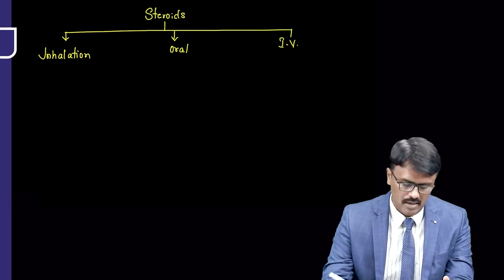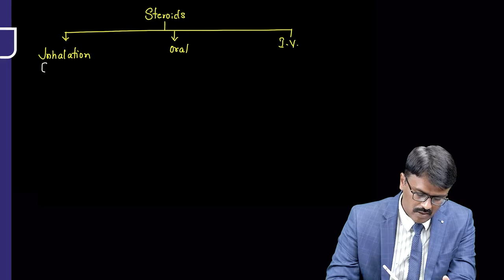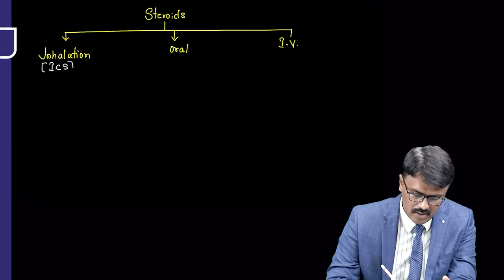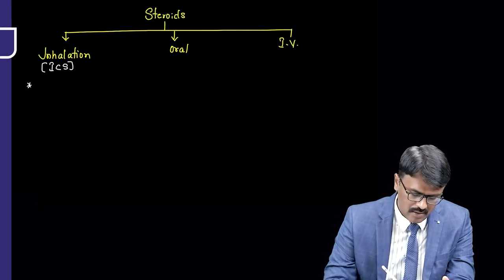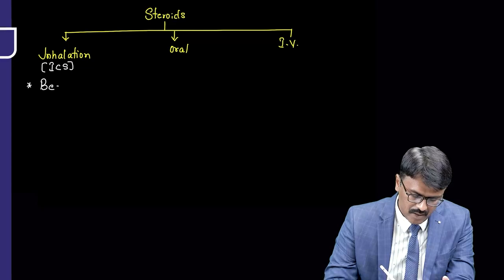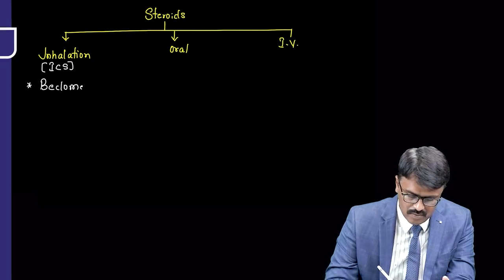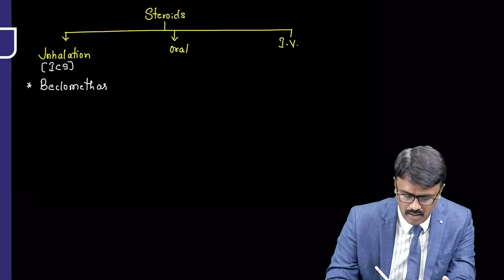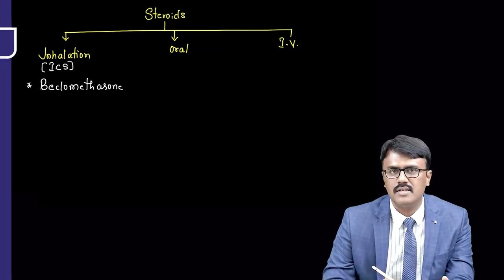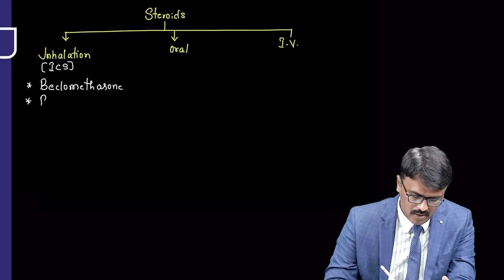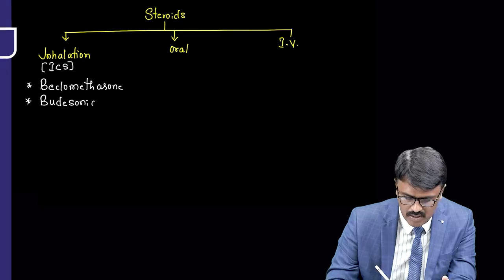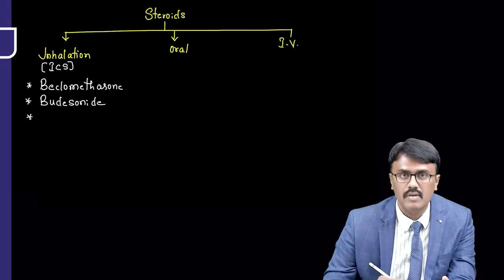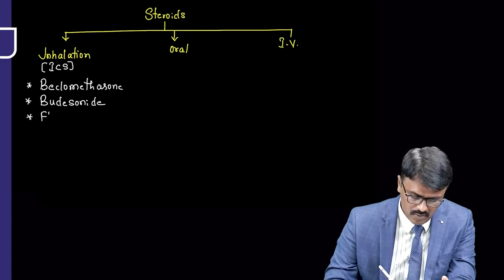Yes. Now, inhalational steroids are also called inhaled corticosteroids. It is written as ICS. So what are the drugs in that? The drugs are beclomethasone. So B for beclomethasone. And one more drug which is similar is called budesonide. The name is budesonide. Then we have a drug by the name fluticasone.